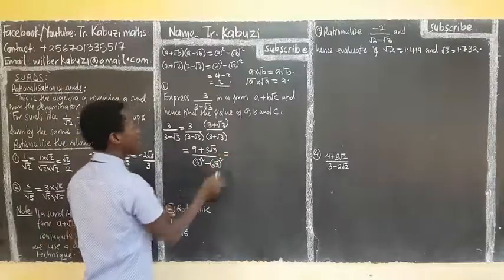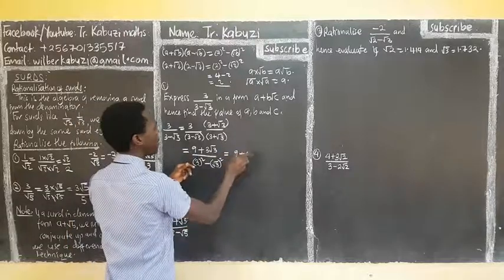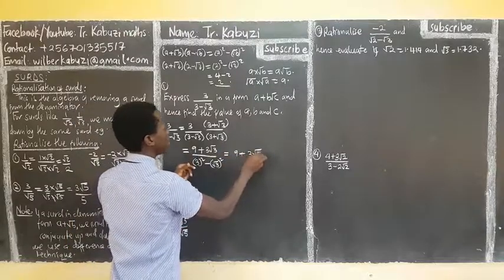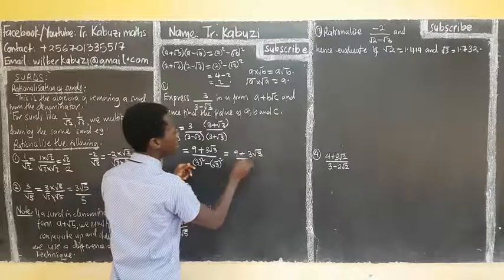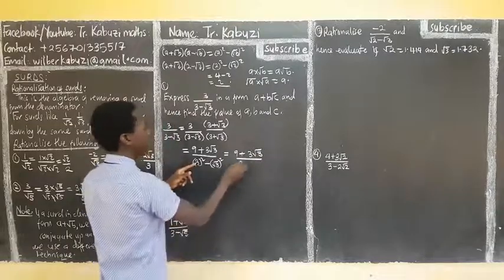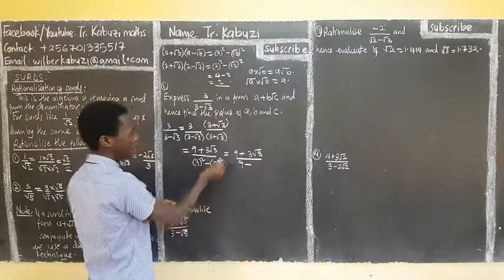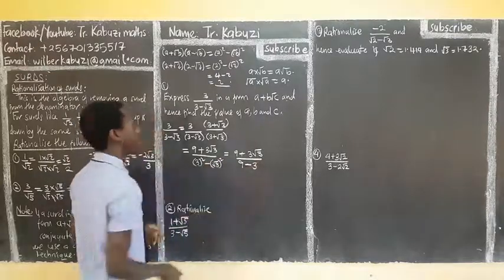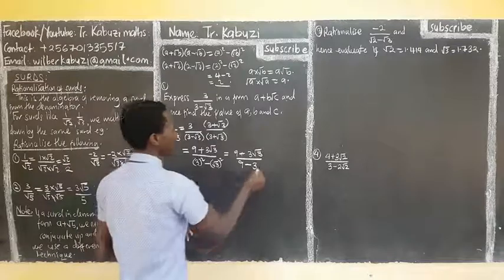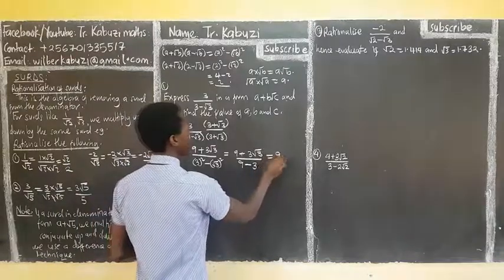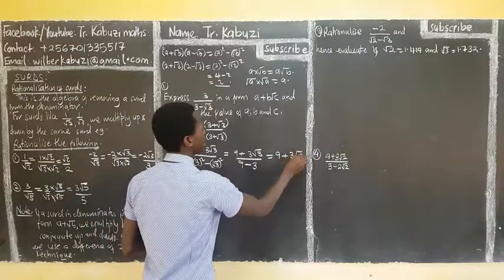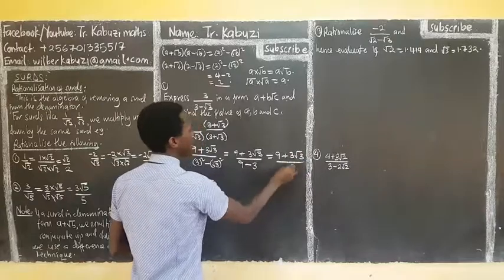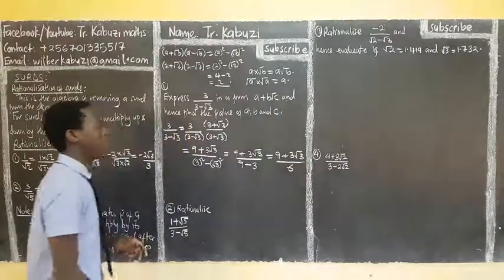Now this one is going to be 9 plus 3 root 3, the whole over this. When you square 3, you get 9. When you square this, the square root goes with the square and we have 3 there, which is now 9 plus 3 root 3 the whole over 6 when you multiply the sum back there.